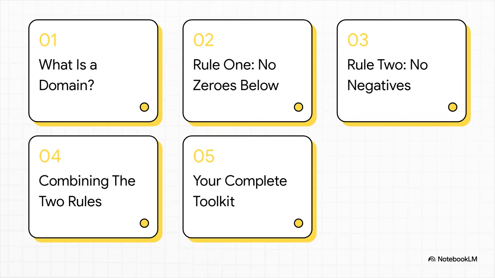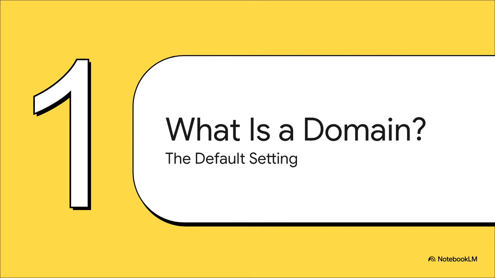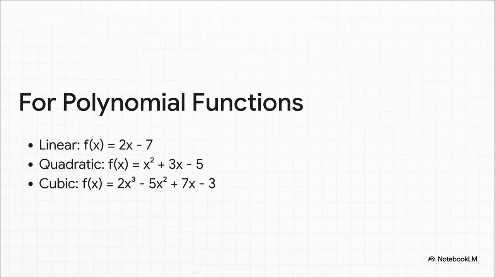First things first, the default setting. So what happens when there are no obvious traps? What's the domain for a function that doesn't have any fractions or any square roots to worry about? Well, this is the easy part. Just take a look at these guys. We've got a line, a parabola, a cubic. These are all called polynomials. And what do they all have in common? No fractions and no square roots.